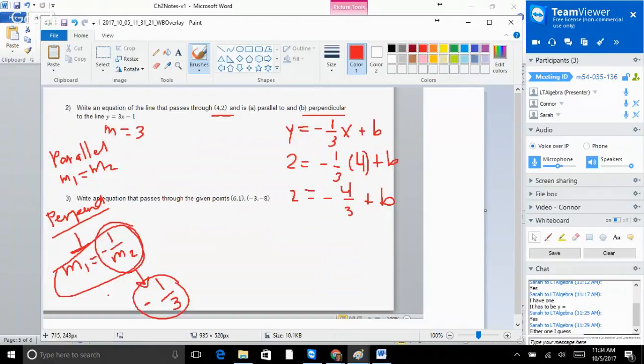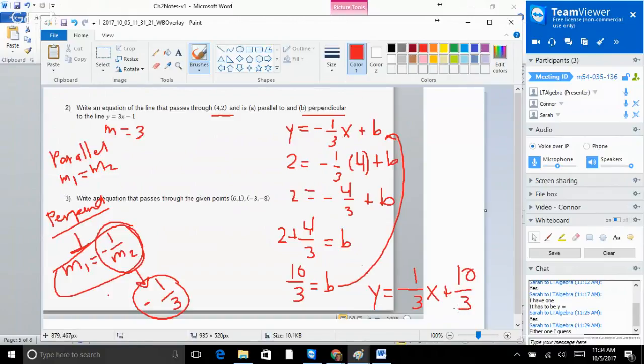Add 4/3 to both sides, so we basically have 2 plus 4/3 equals b. And if you do all the fraction work there, I end up with 10/3 equals b. Who likes fractions? Yuck. So I'm going to plug that back in, and my equation for my perpendicular line would be y equals negative 1/3 x plus 10/3. So then when I graph it, hopefully my line is perpendicular and it goes through 4, 2.